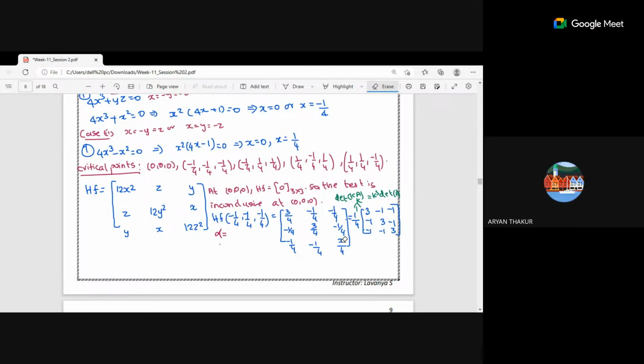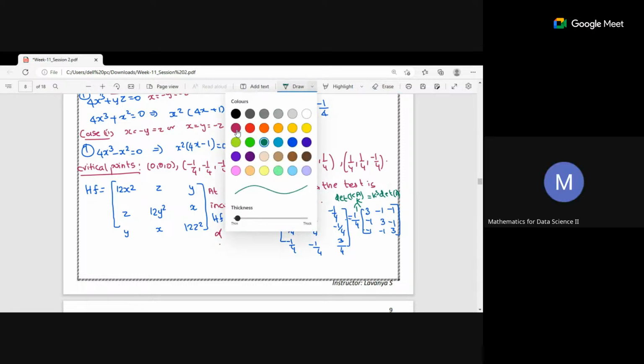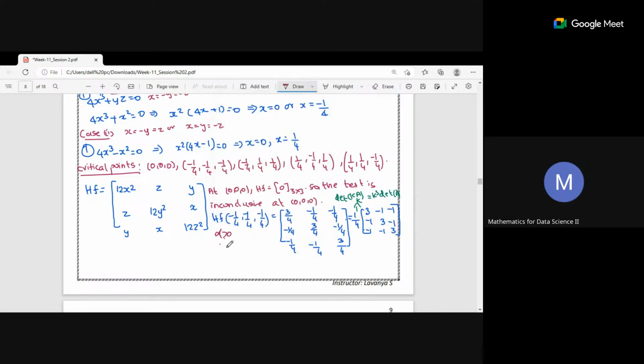I guess positive. It is positive. So if it is positive, then we need to proceed to step 2. So what is your beta? The determinant of this part. So 9 nines are 9 minus 1, 8. So again positive, right?